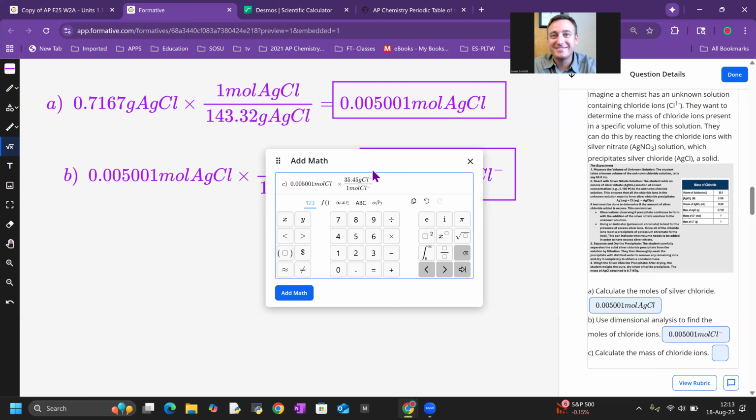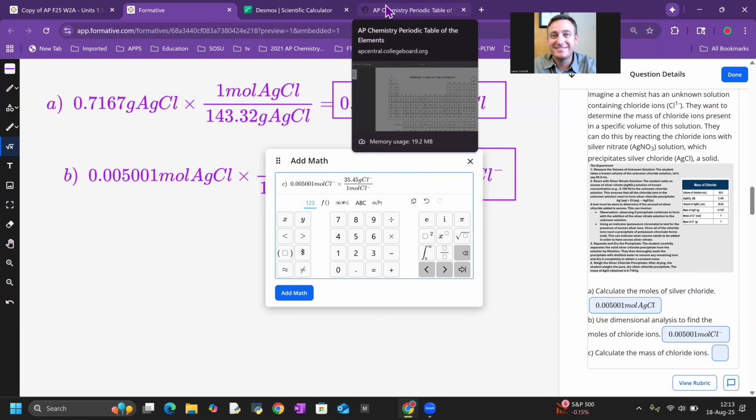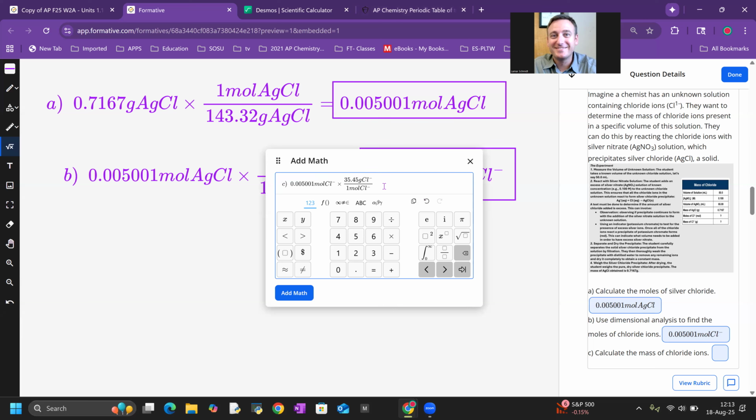And again, yes, it's missing an electron, but I went to my periodic table and I see that chlorine is 35.45 grams per mole. So I plug this into my calculator, and what I get is 0.17727. That's a little too many sig figs. So 1.772 grams of chloride. There we go. Because that's 4 sig figs, and that's what we want, 4 sig figs.